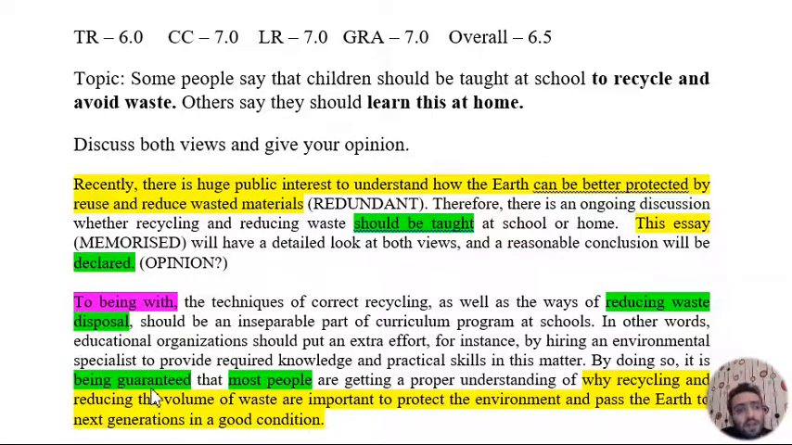The writer could have developed the idea of school by, let's say, talking about a more professional approach, because school is led by professionals, by experts, and while teaching about recycling and avoiding waste, professionals are invited, and they can give children an overview on this topic and get very detailed information about this. Something like this should have been explained here.